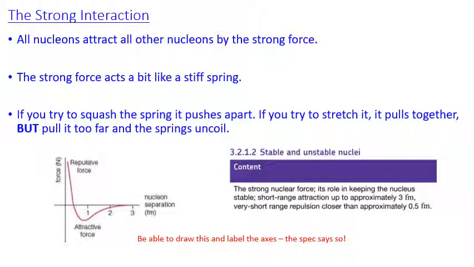The key point though is that in the positive range of force, we're talking about a repulsive force. So we should show the red line crossing the axis at about half a femtometer. It then comes down into a nice curve and then goes back up towards approaching 0 around 3 femtometers. That graph suitably labelled, so nuclear separation in femtometers, numbers on the axes, that shows the examiner you know everything that they mention in the specification about the strong force.